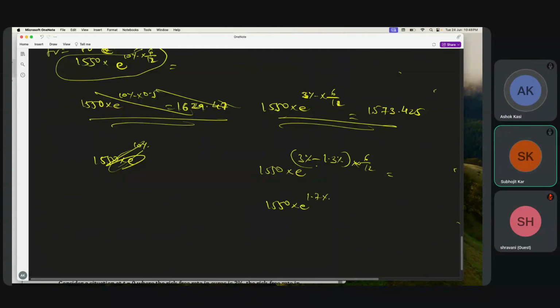See, now when you are adding or subtracting percentages like this, ignore the percent and then add or subtract. That means 3 minus 1.7, and then suffix with percentage. Into 0.5. It's 1563.2311.